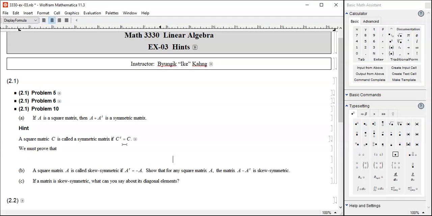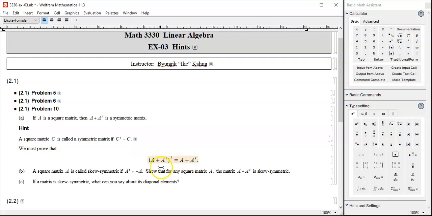We must prove that the transpose of this has to be itself. You can consider this as a C, and this is C transpose, and that's equal to C again.